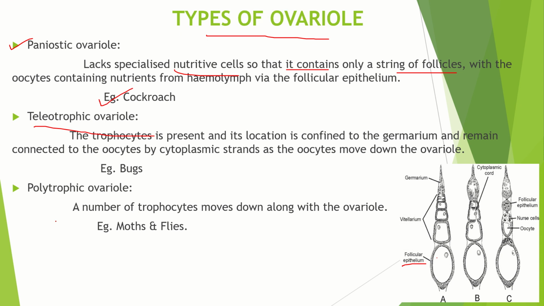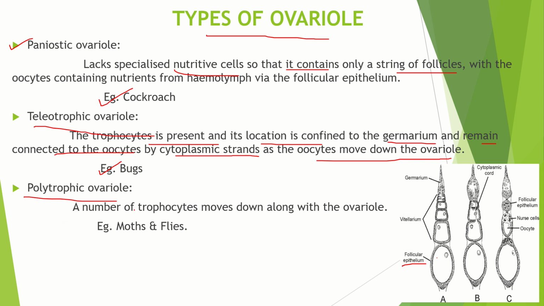So what is the telotrophic ovariole? In the telotrophic ovariole, the trophocytes are present, and their location is confined to the germarium and they remain connected to the oocyte by cytoplasmic strands. As the oocyte moves down the ovariole, it gets nutrients from the germarium site. This is called the telotrophic ovariole. An example is the bug.